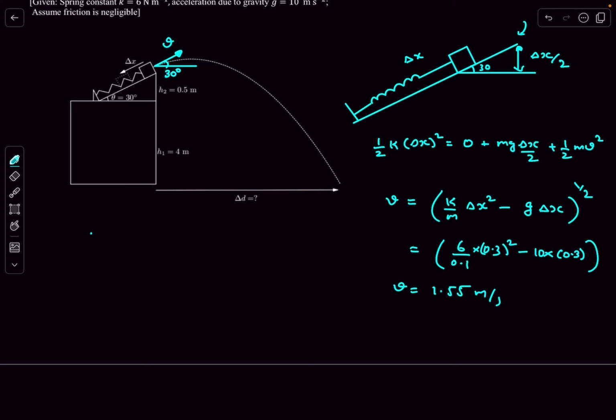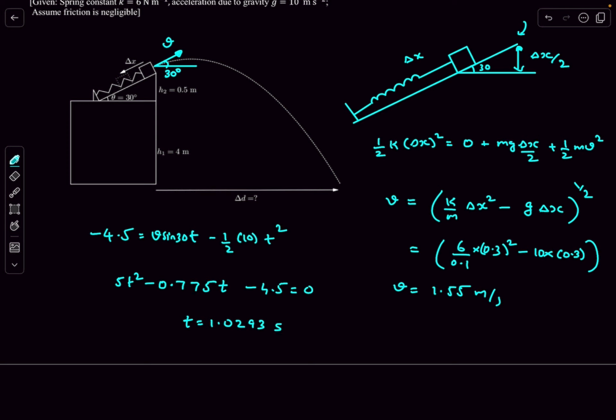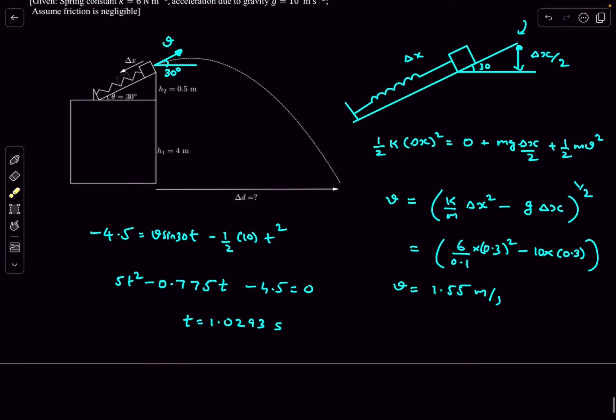So we can say displacement minus 4.5 equals ut, which is going to be v sine 30 into t, minus half g t squared. And once you solve and take the positive root, the value of time turns out to be 1.0293. And after that it's pretty easy.